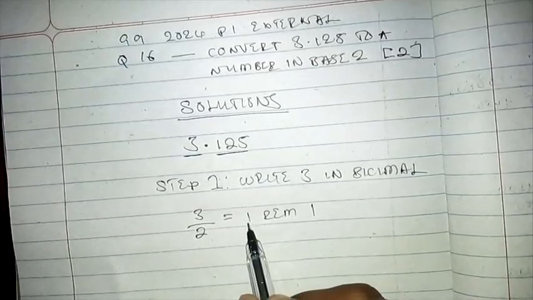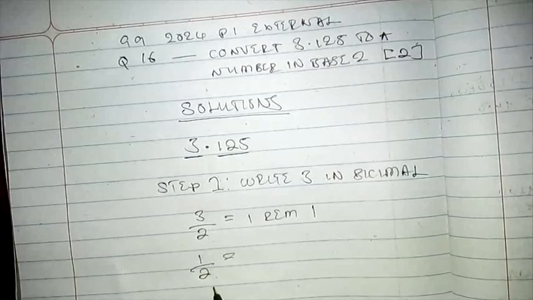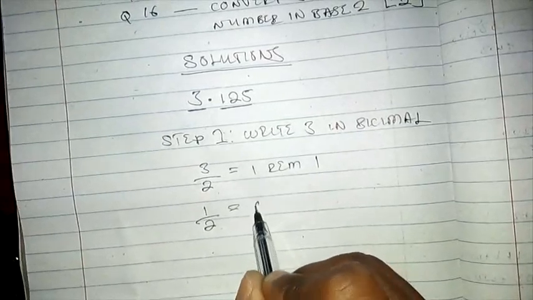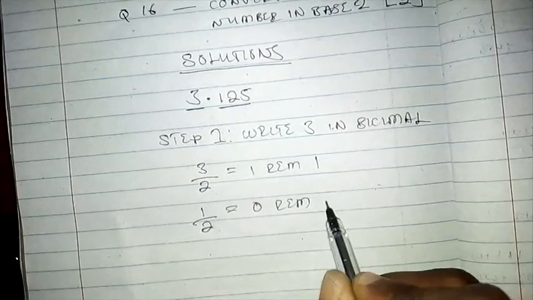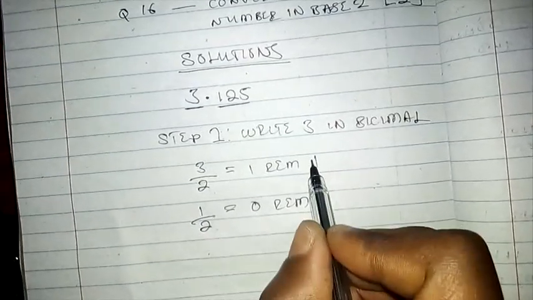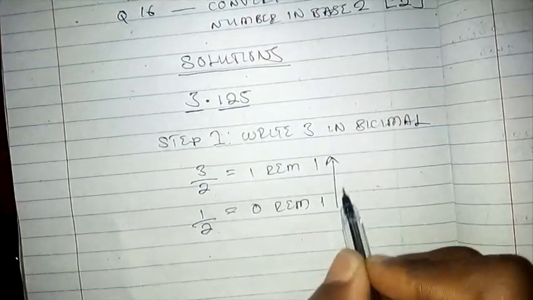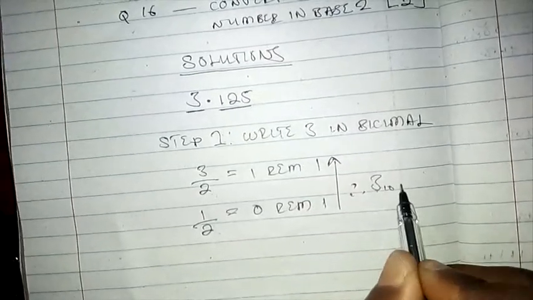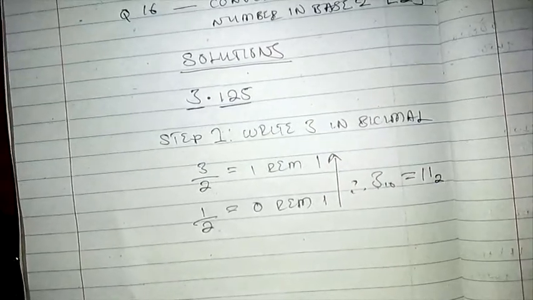Now we get this 1 here and divide it also by 2. What is 2 into 1? 2 into 1 is 0, so we write a 0, remainder the same number that we wanted to divide, 1. So now, these remainders are the answers, and we write them from bottom all the way to the top. Therefore, 3 base 10 is equal to 11 base 2. So that was step 1.